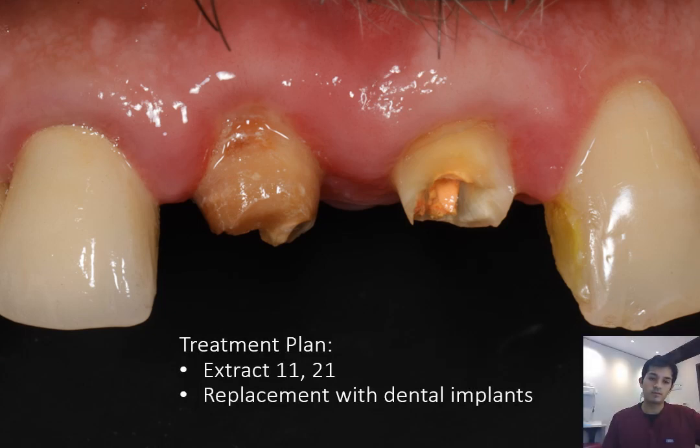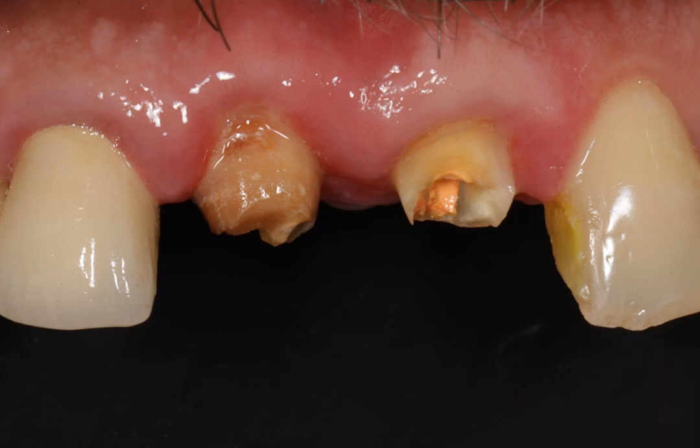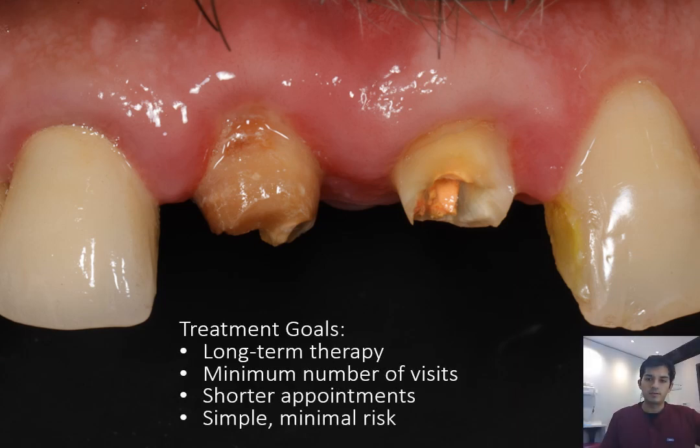Our treatment plan, as I said, was to extract 1-1 and 2-1 and to replace them with dental implants. And this would be done immediately if possible. Now, why did I advocate the placement of dental implants after the onset of this coronavirus pandemic? Well, I'm trying to recommend long-term therapy for the patients.